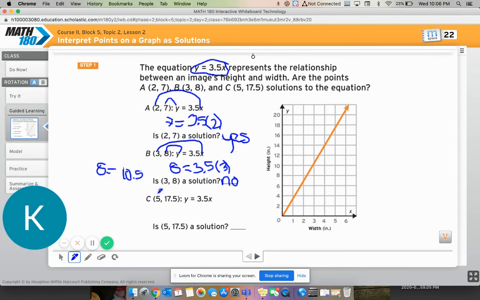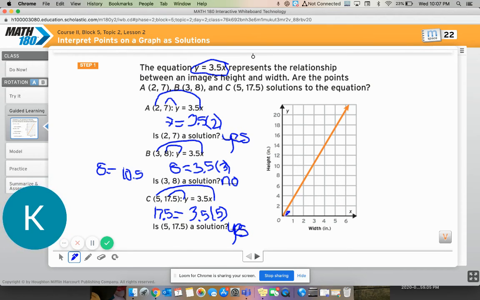Lastly, we do the same process for here. We have 5 as our x and 17.5 as our y. So we have 17.5 equals 3.5 times our x value, which is 5. So 3.5 times 5 is 17.5. So does 17.5 equal 17.5? Sure it does.